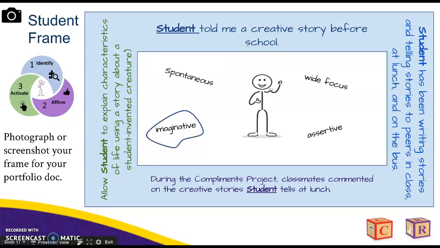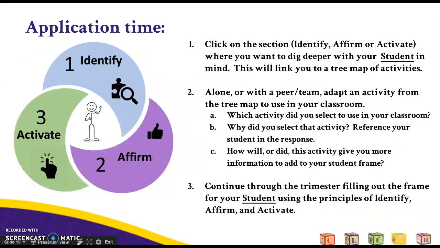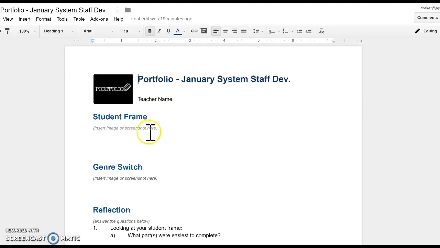Now, we are going to take a photograph if you did this on paper, take a screenshot if you did this in Notability. You are going to insert this into that portfolio. So go back to your portfolio and put this where it says Student Frame. And now you will have Genre Switch and Student Frame filled out.